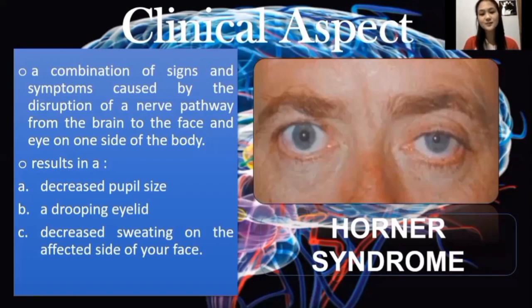In the clinical aspect, a combination of signs and symptoms caused by the disruption of a nerve pathway from the brain to the face and eye on one side of the body results in a decreased pupil size, as you can see in the picture, a drooping eyelid, and decreased sweating on the affected side of the face. This is what we call Horner syndrome. The underlying causes of Horner syndrome vary greatly and may include tumor, stroke, injury, or underlying diseases affecting the areas surrounding the sympathetic nerves.